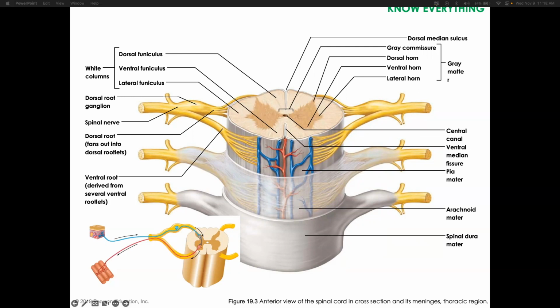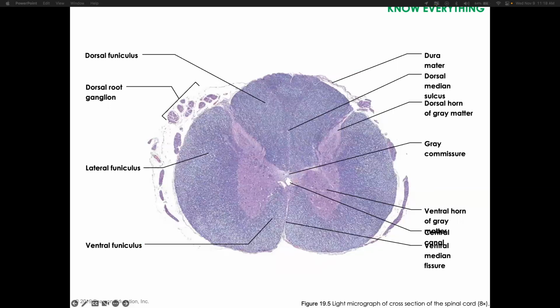And then the central canal is where the cerebrospinal fluid is going to flow down from the brain through the spinal cord. And then lastly, we have the dorsal median sulcus and the ventral median sulcus, which will separate the spinal cord into left and right sides. And then this is a histology slide of the spinal cord. The white matter is the darker purple, and then the gray matter is the lighter purple.